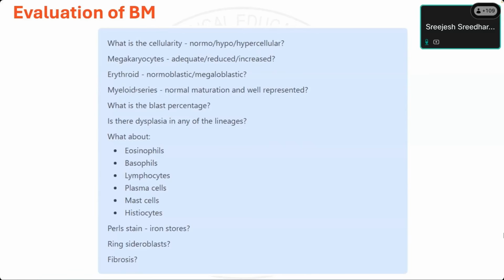And then each lineage has to be assessed systematically for the presence or absence of any dysplasia. And then, are there any other abnormal cells in the bone marrow? The Perls stain is very important, and it should be done routinely in all cases to look for the iron stores as well as the presence or absence of ring sideroblasts, and of course the fibrosis. This is a very brief summary of what we have to see in a bone marrow sample.